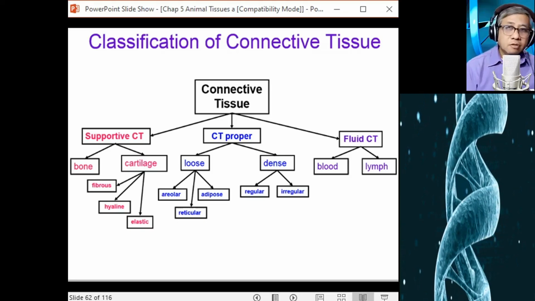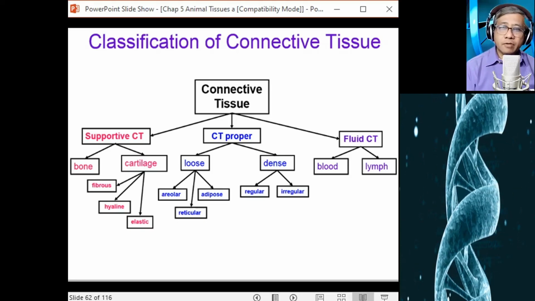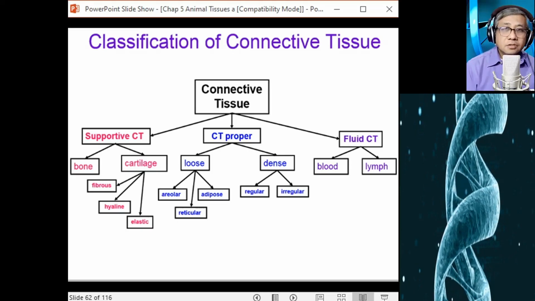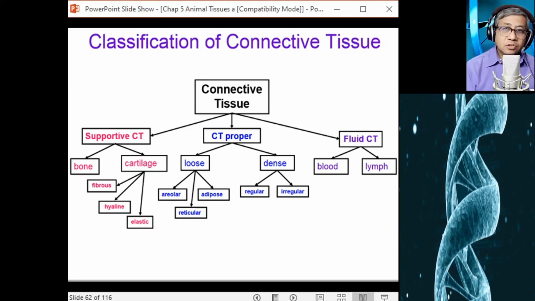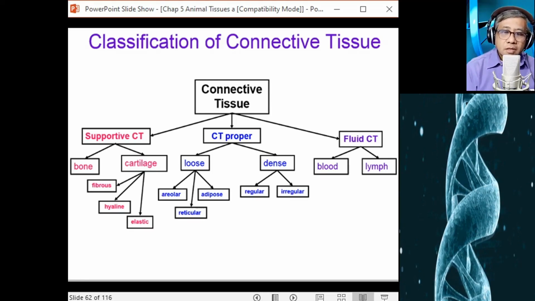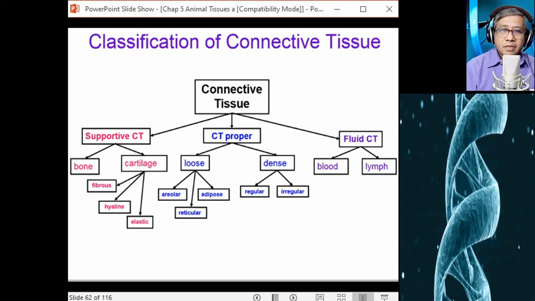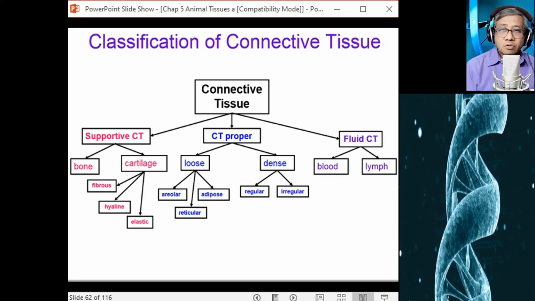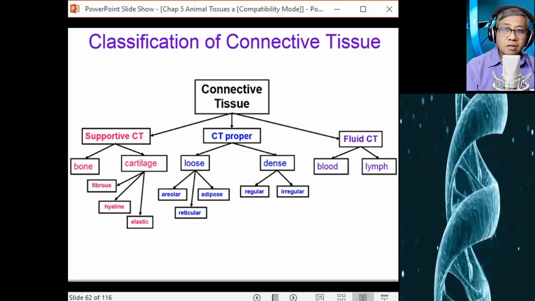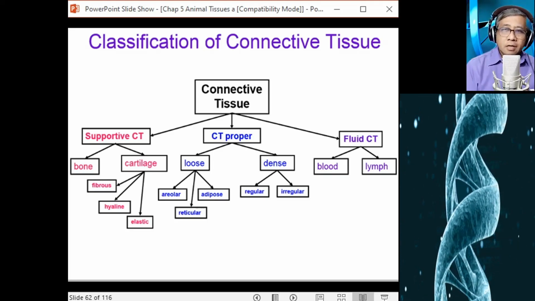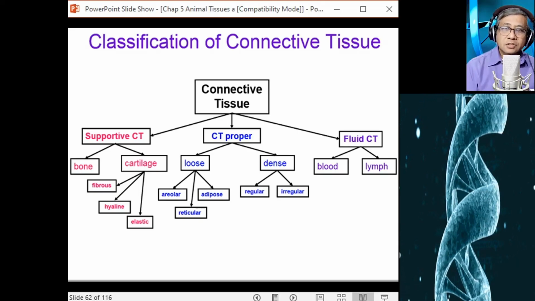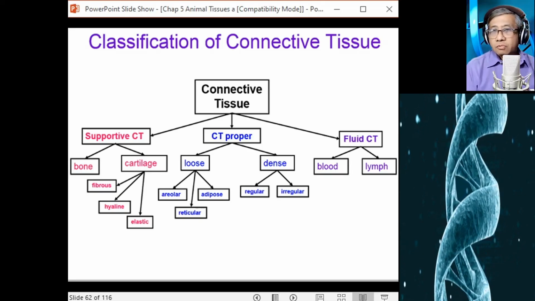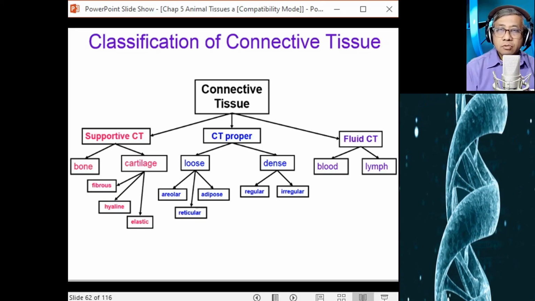Under connective tissue proper, we have loose connective tissue and dense connective tissue. Under loose connective tissue, we have areolar, adipose, and reticular. Under dense connective tissue, we have regular dense connective tissue and irregular dense connective tissue. Then for supportive connective tissue, we have cartilage and bone.